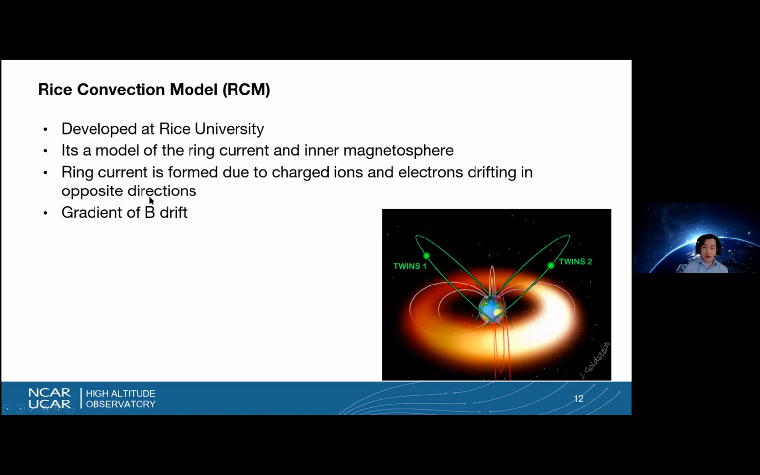The ring current itself is formed due to charged ions and electrons drifting in different directions. So due to gradient B drift, your ions will drift in one direction, your electrons drift in the other direction. Since your ions are drifting in a different direction from electrons, separation of the two generates a current between them, and that gives you the ring current. And so depending on the number of ions and number of electrons you have in the ring current, that also determines the size and energy of the ring current.